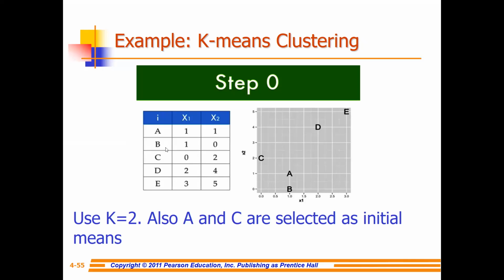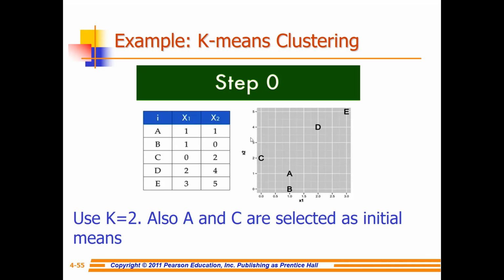Now in Excel, we will calculate the distance of A to A, then B to A, then C to A, D to A, and E to A. So these distances will be calculated. Then we again calculate the distances from A to C, B to C, C to C, D to C, and E to C. We will have 2 columns of distances. In column 1, we have the distances of all data points from cluster mean A, and in column 2, we have the distances from all data points to cluster mean C.